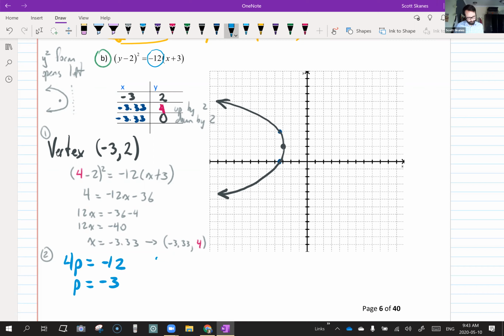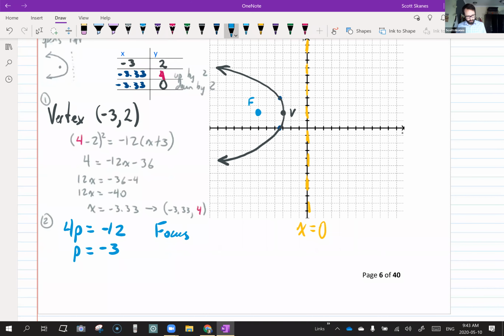The focus needs to be in here somewhere. So we go left by 3, or go inside by 3. 1, 2, 3. We should have a point right there. That's our focus. This is our vertex. Our directrix will be on the other side of the vertex. 1, 2, 3. So our directrix is actually, looks like it's just the y-axis. That means the directrix is x equals 0.